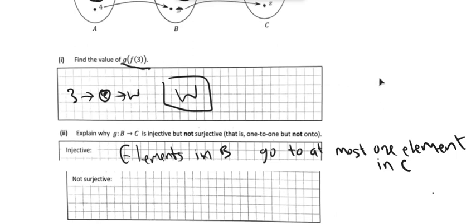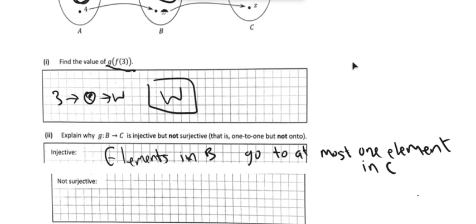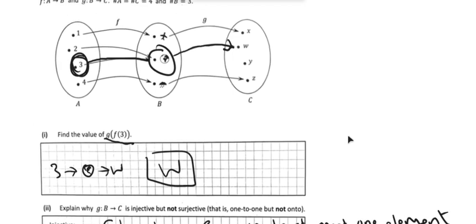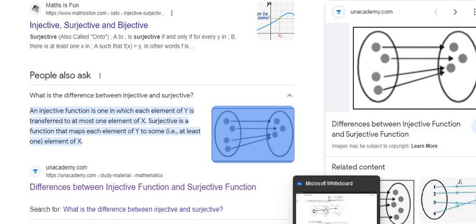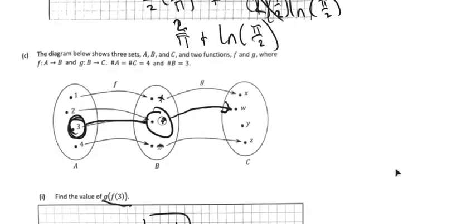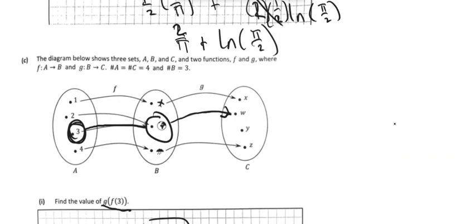Okay, so something like that is all you need to put down there. It's not surjective, so we have to look at why it's not surjective. So surjective is a function that maps each element of y to at least one element of x. So that's not true then for this. So the reason is because of the y.